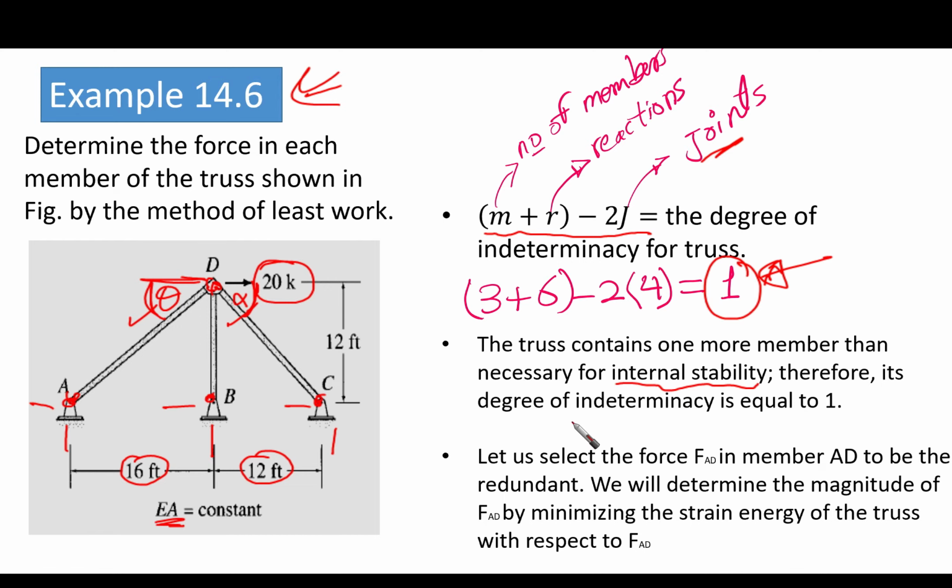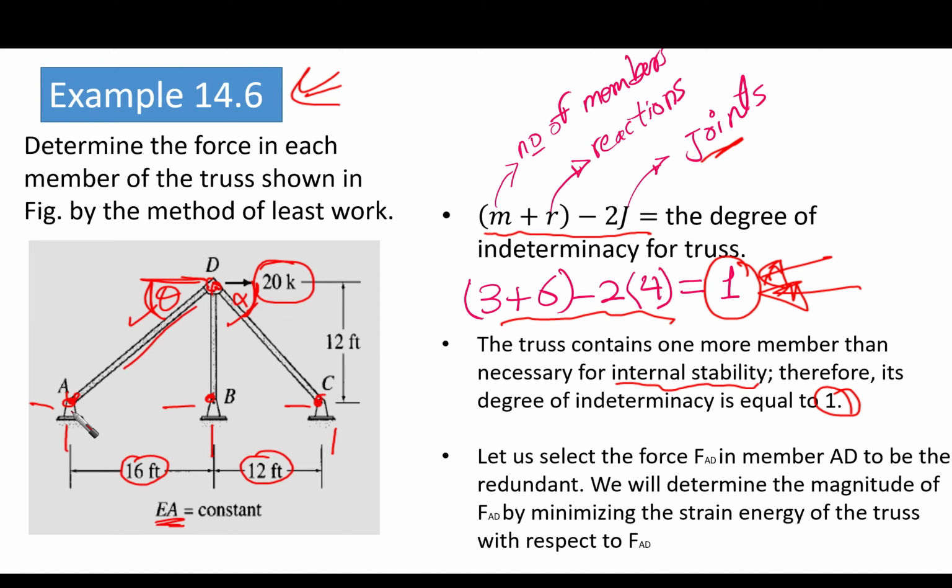Therefore, its degree of indeterminacy is equal to 1, as we have mentioned here with this small equation. Okay. Now, let's assume that we want to choose the redundant. Which one is going to be considered the redundant? We can't choose just anyone.